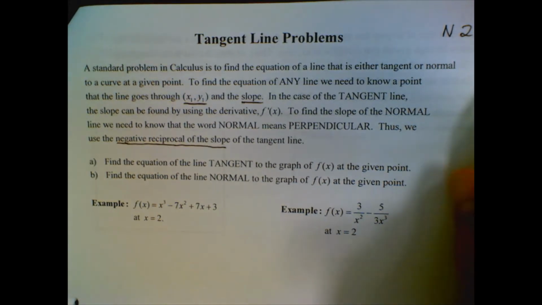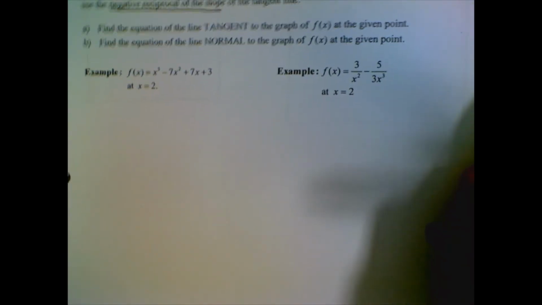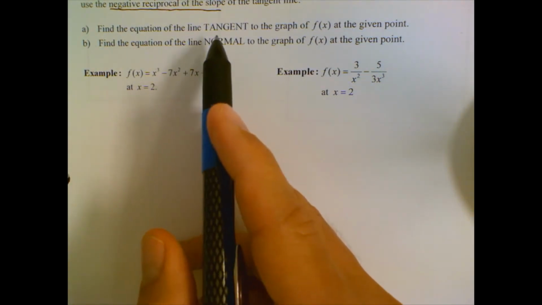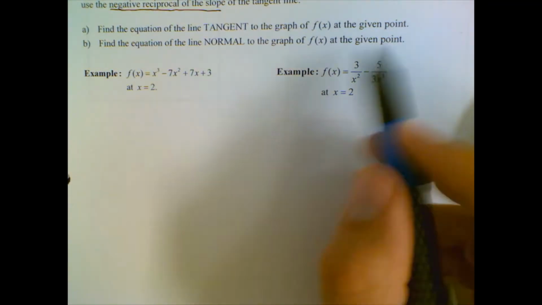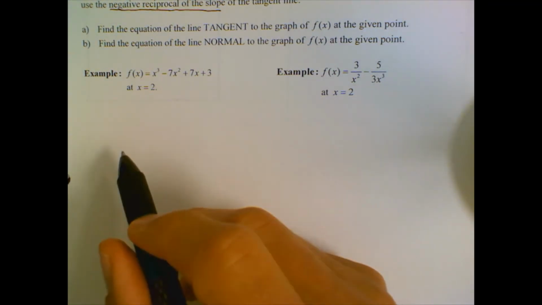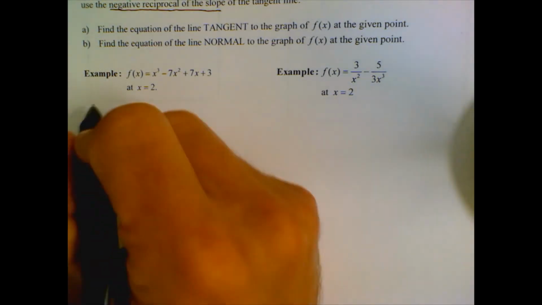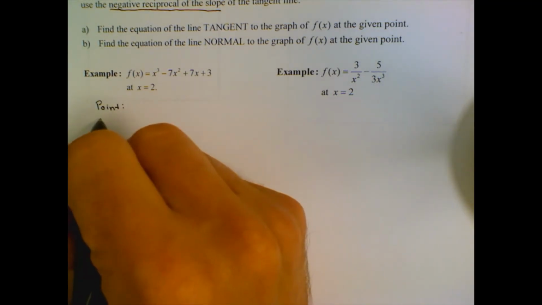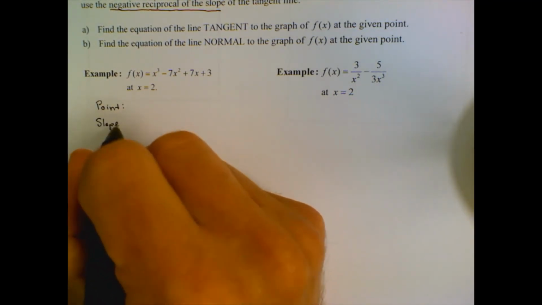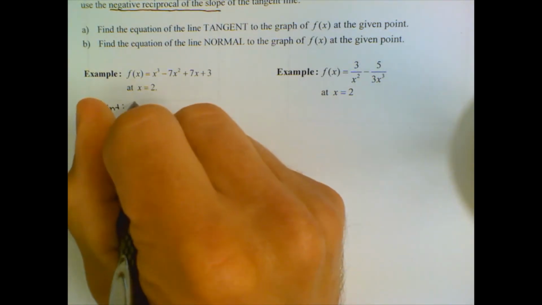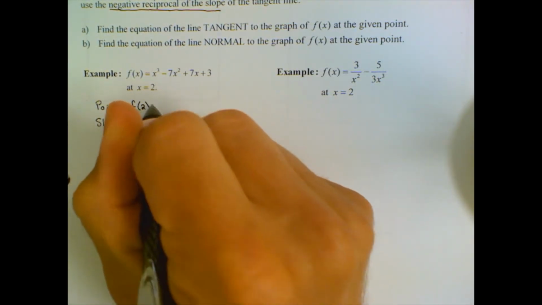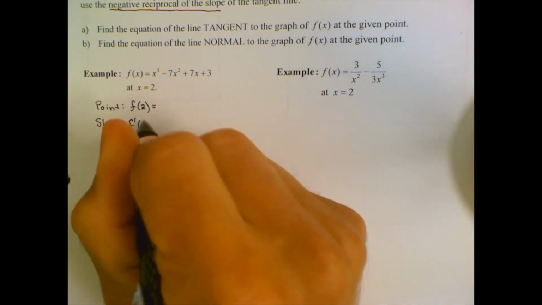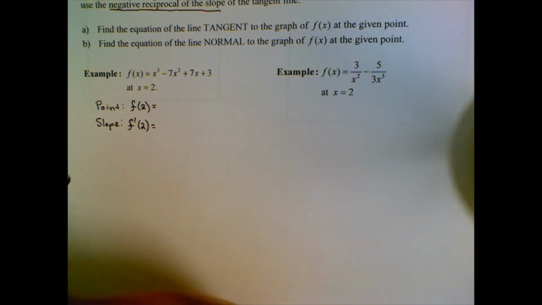So let's walk through a couple of basic examples. The first one says to find the equation of the line tangent to the graph at the given point x equals 2. Well, the first thing is that I don't know the point f of 2. So I'm first going to find the point, and then I'm going to find the slope. The way I write my point is f of 2 equals something, and the slope I'm going to write as f prime of 2. So let's go ahead and find that point.